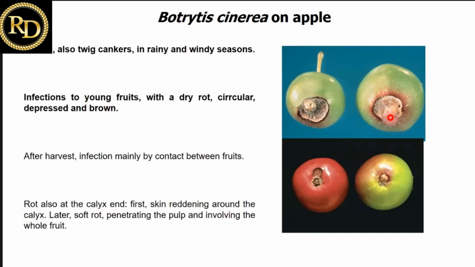In the field, Botrytis can infect twigs by causing cankers, or young fruits by causing a dry rot, in this case circular and surrounded by some red halo. After harvesting, we can have infection by contact, and there can also be some rots at the calyx end, which cause skin reddening, and later also some soft rots inside the fruit.